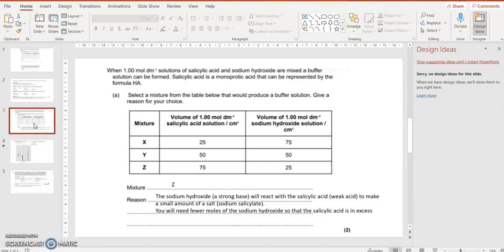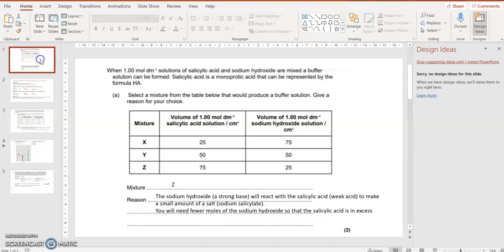Or if you add a little bit of base, say for example some kind of hydroxide, then the salicylic acid will react with that and shift the position of equilibrium to the right. So in short, sodium hydroxide is added to make a little bit of salt for the buffer mixture, and you're going to need a smaller number of moles of the sodium hydroxide than the salicylic acid, so that you don't neutralize all the salicylic acid and the salicylic acid is still in excess.